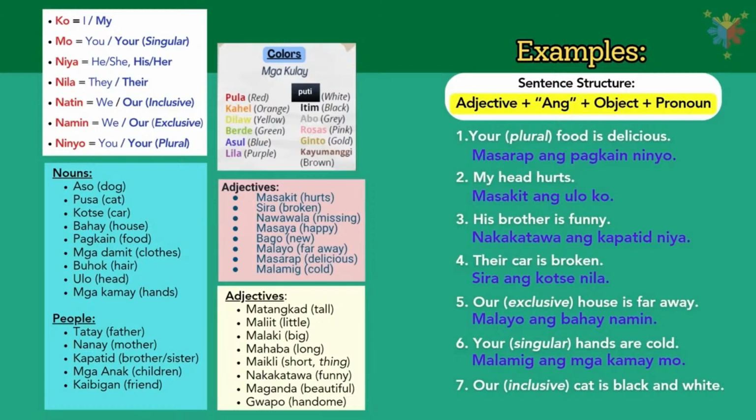And lastly, number 7, our inclusive cat is black and white. Itim at puti ang pusa natin. And that is how you say and. It's just the word at, A-T. Itim at puti ang pusa natin.